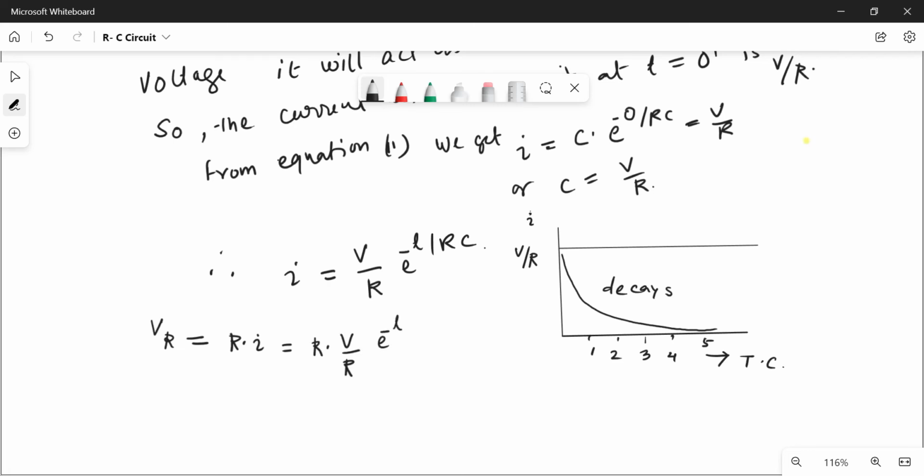Voltage across the resistor, VR, is equal to R into i. So R into the expression of i is V by R into e to the power minus t by RC. So R cancels and it is V into e to the power minus t by RC.